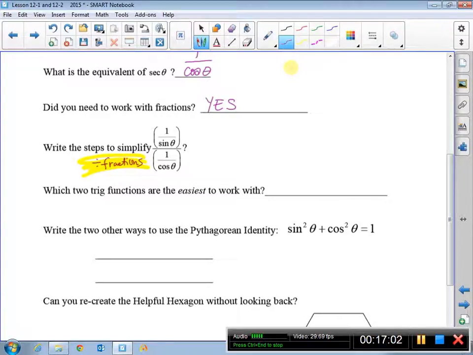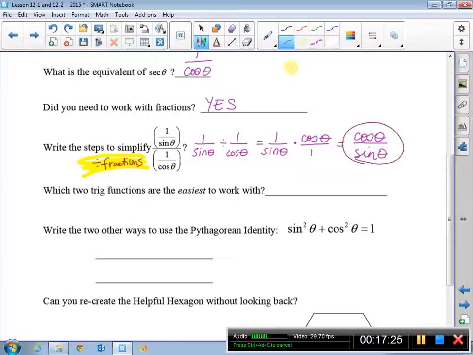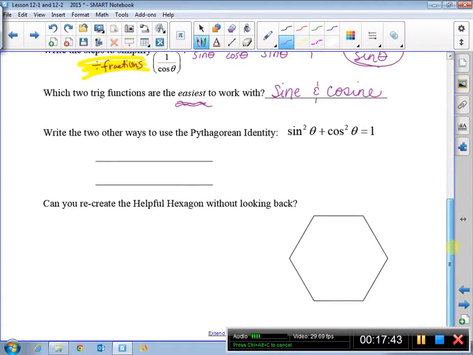So I'm actually just going to do the problem. I would write 1 over sine theta divided by 1 over cosine theta, and then realize that dividing by a fraction is the same as multiplying by the reciprocal, and we get cosine theta over sine theta, also known as cotangent theta, but we'll leave it at that. Which 2 trig functions are the easiest to work with? Well, that's sine and cosine. Every function can be written in terms of sine and cosine.